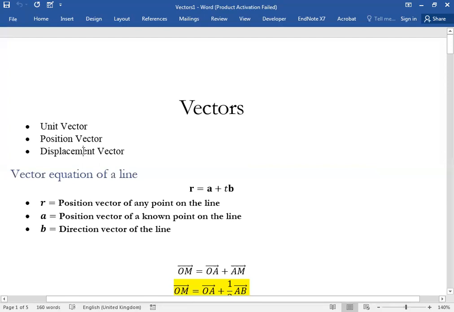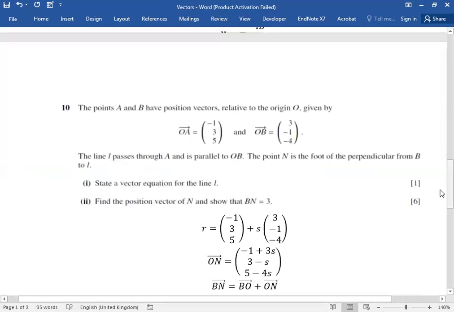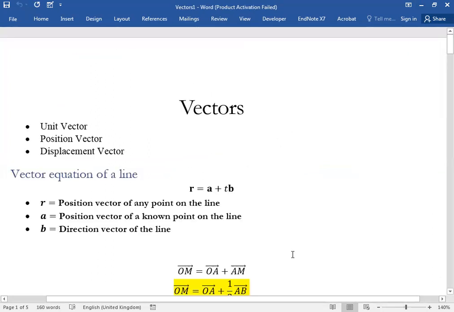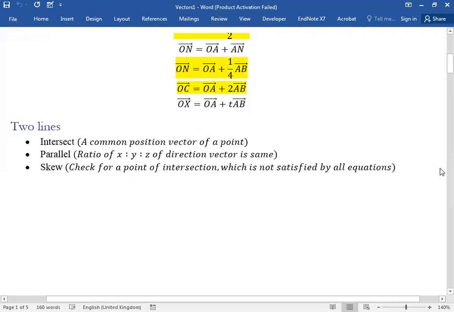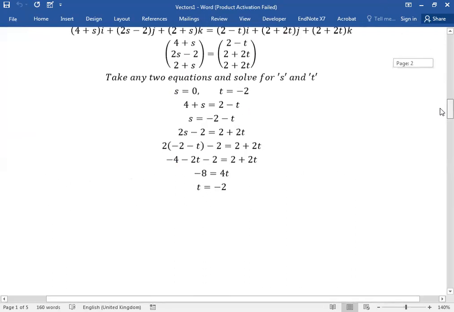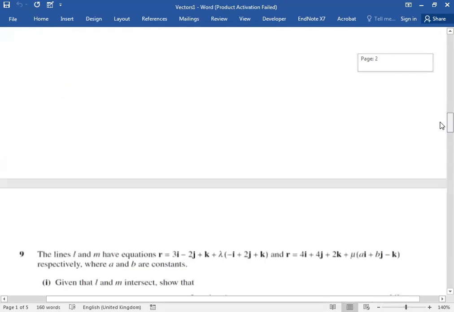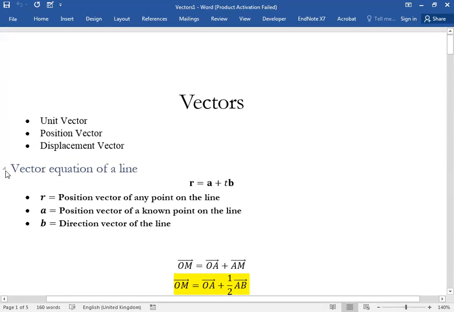Any vector can be a displacement or a direction vector. Displacement vector can also be called a direction vector. Any vector from A till B, B till C, A to D, these are displacement or direction vectors. If you're talking for any particular line, these are direction vectors as well. Is this clear, class?